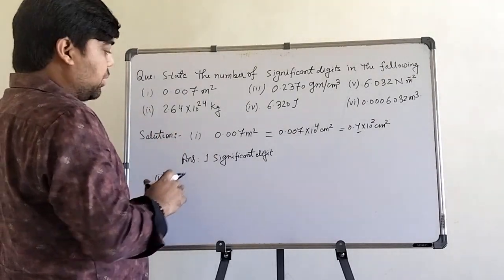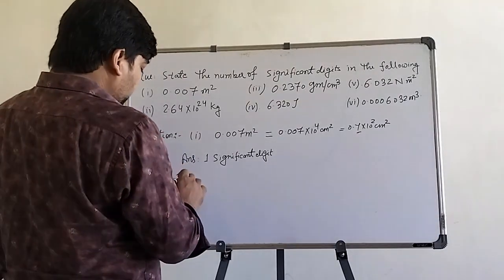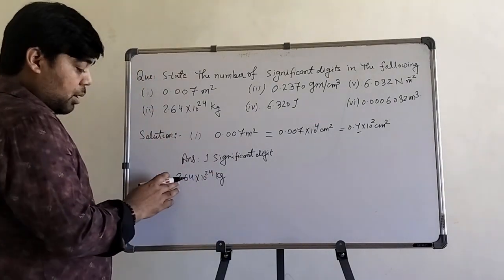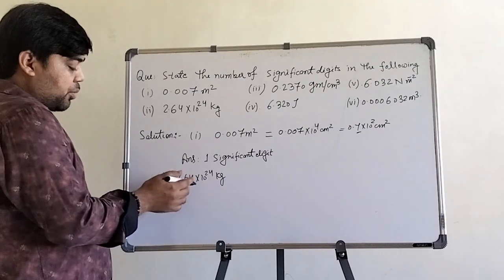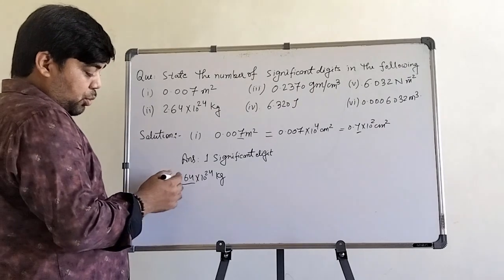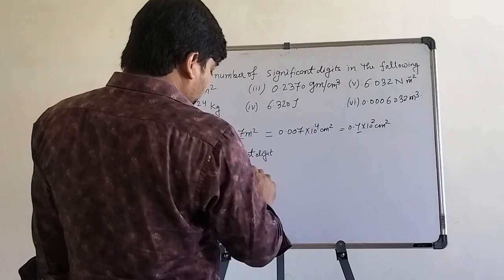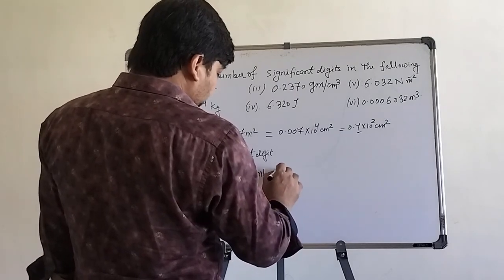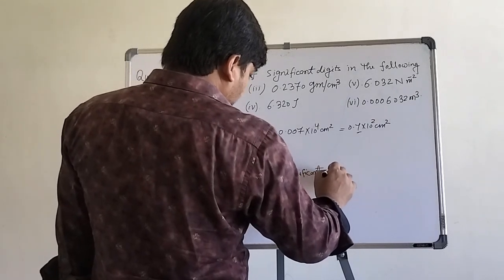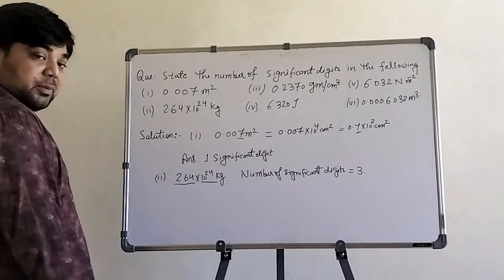We are going to the second one, and we will try to calculate the significant digits here. 2.64 into 10 to the power 24 kg, right? So it is straightforward. Here the number of significant digits are these three. Here it was only one, right? 2, 6, 4. They are all significant. So the number of significant digits is a simple rule. In this case it will be 3. Right? This is the answer.